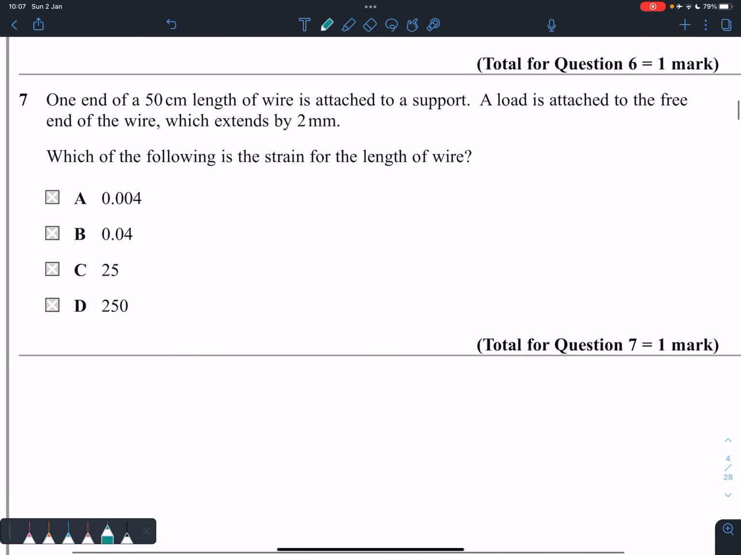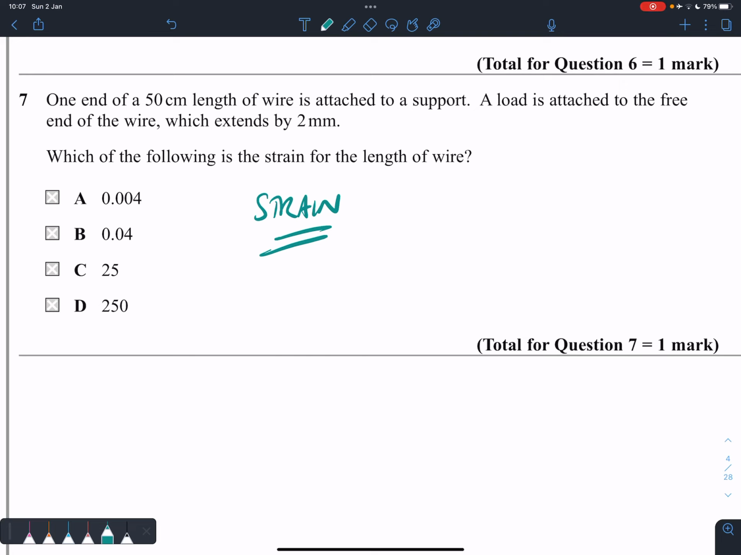Okay, one end of a 50 centimetre length of wire is attached to a support. A load is attached to the free end of the wire, which extends by 2 millimeters. Okay, so strain, you actually get the definitions of what that is. So you could go to the end of the paper and look at the definitions that you got for what strain is. And you could remember it.